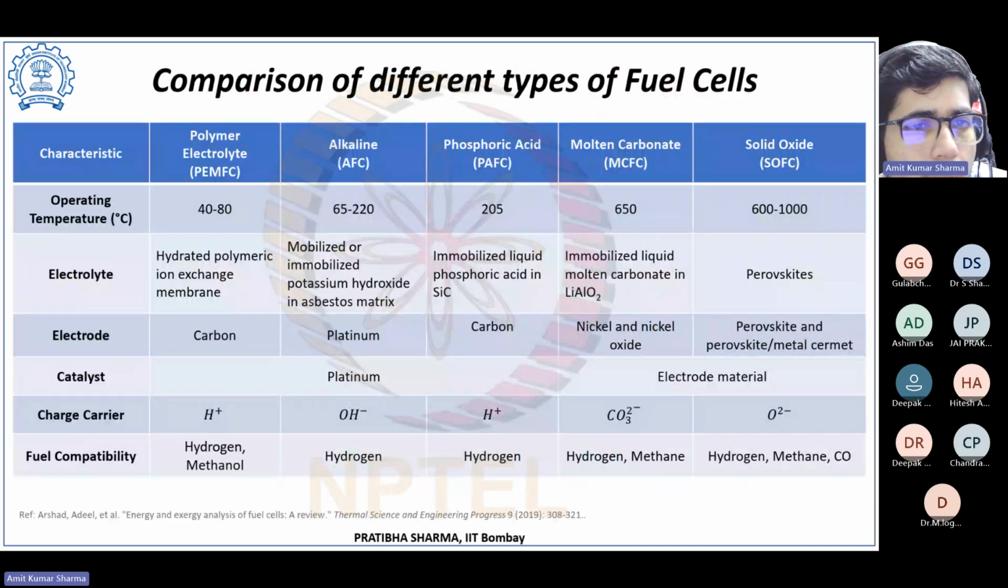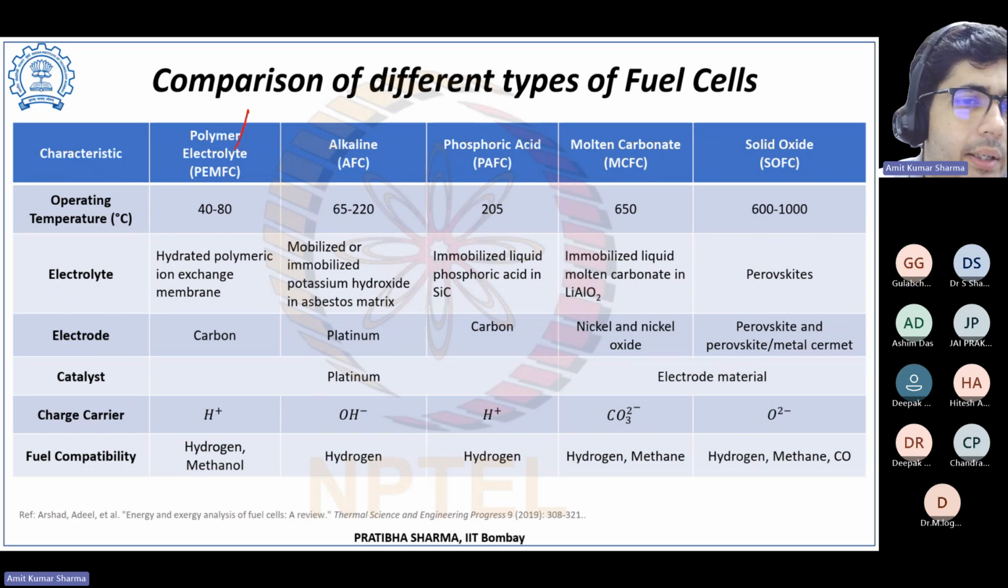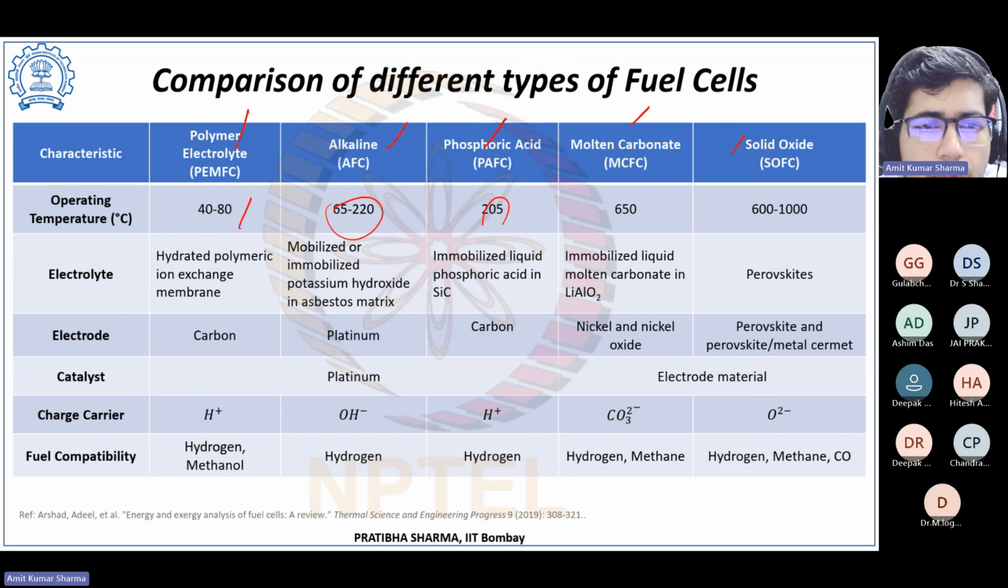So here we can have a quick comparison: PEM fuel cell, polymer electrolyte, alkaline, phosphoric acid, molten carbonate, and solid oxide fuel cell. If we compare the operating temperature range, PEM can operate at 40 to 80, then alkaline 65 to 220, phosphoric 205 degrees centigrade, molten carbonate 650, and SOFC 600 to 1000. Then electrolyte: here we have hydrated polymer ion exchange membrane. Nafion is a material which is widely used.